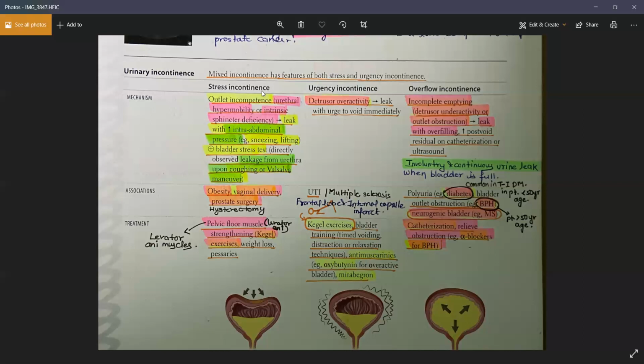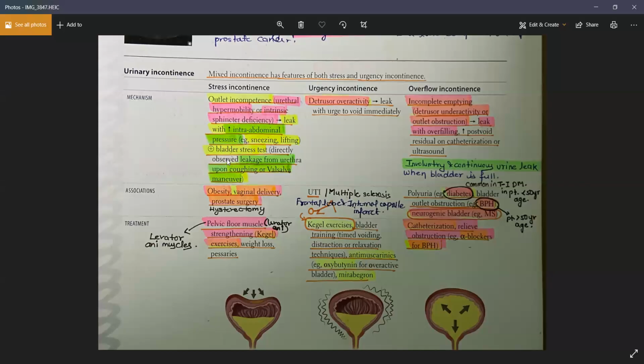In the stress incontinence, you will have the outlet incompetency. Okay, it could be either due to a urethral hypermobility or intrinsic sphincter deficiency. Whenever you have a hypotonia of the sphincter, that could be due to a damage in the pudendal nerve, for example. And as a result, you will have a leakage of the urine with increase in the abdominal pressure, for example, while sneezing, while lifting any weight, during the Valsalva. Okay, so whatever increases the pressure on the bladder, you will have a stress incontinence.